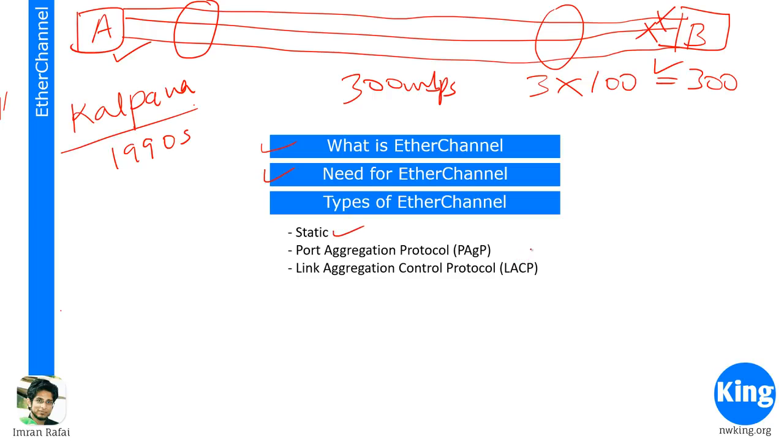Or we could use two protocols. We could use the Port Aggregation Protocol, PAgP, which is a Cisco proprietary protocol. Or we could use the Link Aggregation Control Protocol, LACP, which is an IEEE standard, right? So these are the three types of EtherChannel that we can enable.